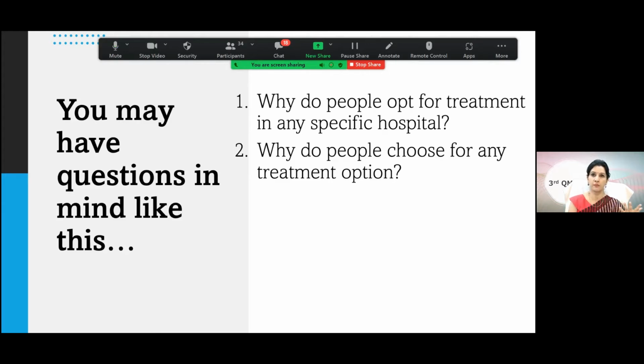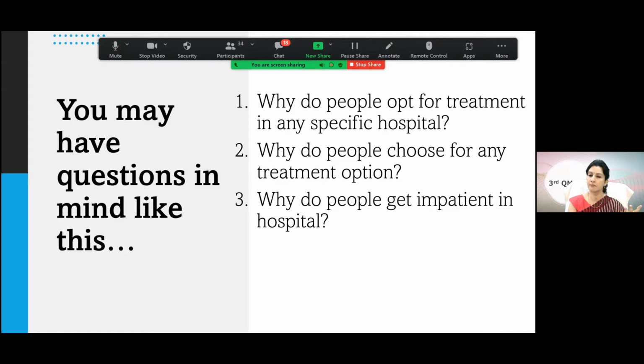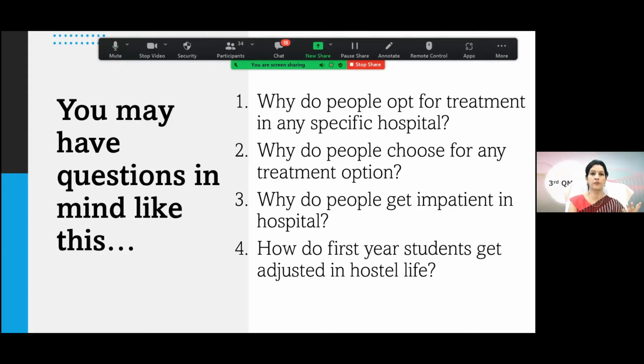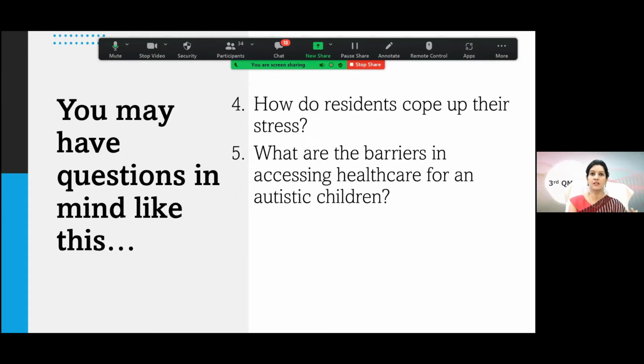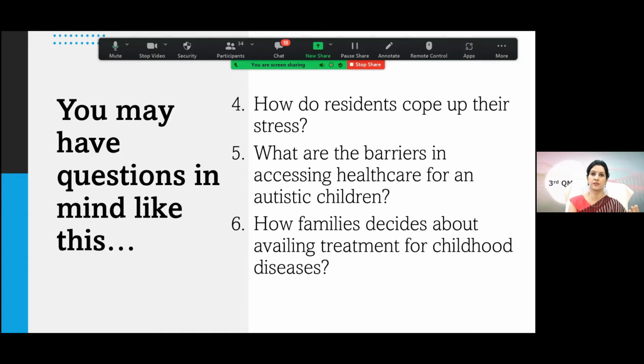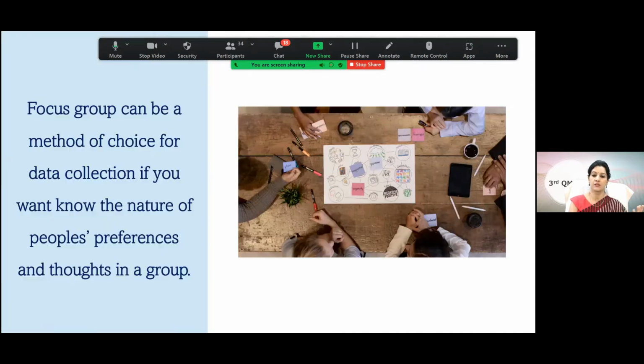So like, why do people choose any treatment option, or why do people get impatient in the hospital? The other question could be, how do first year students get adjusted to hostel life? And how do residents cope with their stress? What are the barriers in accessing healthcare for autistic children? So you can do a FGD with all the parents of autistic children. How families decide about availing treatment for childhood diseases. So that can be done. So focus group can be a method of choice of data collection if you want to know people's preferences or thoughts or decisions or some opinion in a group.